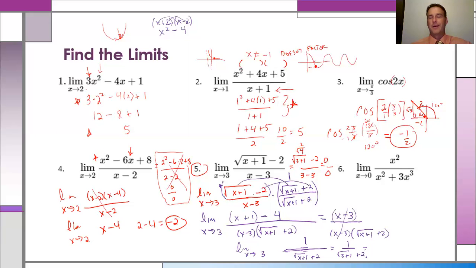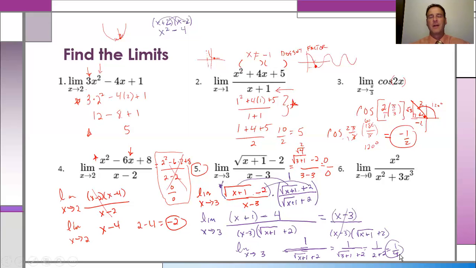And I'll say again, if this is an AP test, you can just leave it this way. But it will feel uncomfortable, so you'd really write 1 over the square root of 3 plus 1, which is 4. Square root of 4 is 2, plus 2, which is 1/4.